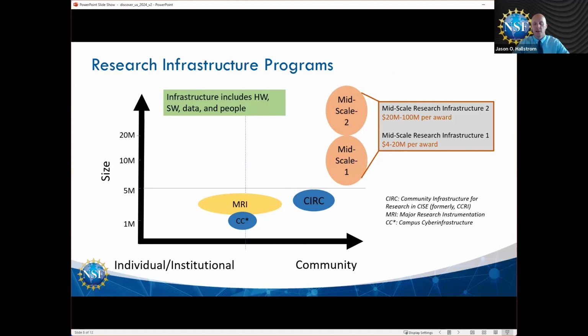And then, of course, our largest scale initiatives are our Mid-scale 1 and our Mid-scale 2, which range in investment size from 4 to 20 million at the lower scale to 20 million to 100 million at the upper scale. This program is particularly important because one of the findings that came out of the discussions last week that we had in Italy with colleagues from the US and Europe was the importance of computing infrastructure as a catalyst for international collaboration.